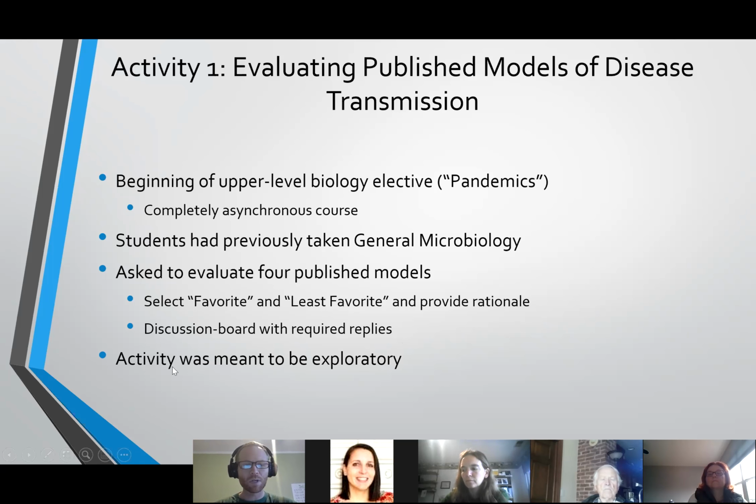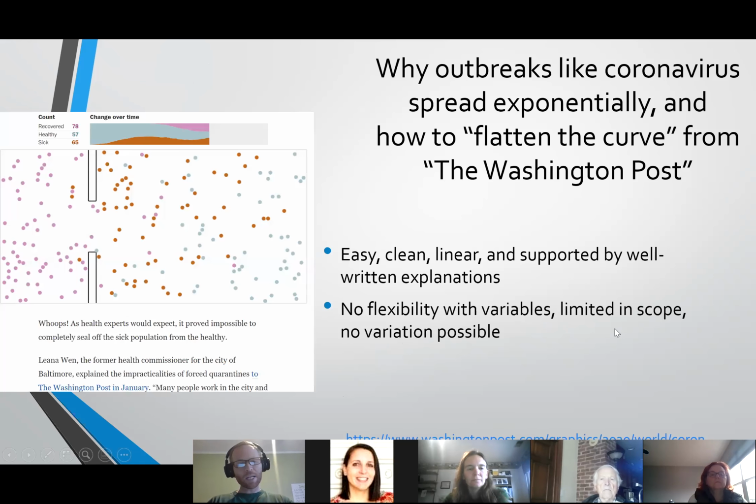And this activity was meant to be truly exploratory, and that's it. The way that I used this was to set it up for the second activity, which I'm going to talk about later. But it was just to see what was out there in terms of modeling. And once again, this was at the very beginning of the semester, so I just wanted to get on the same page. And what I did is I gave them these 4 different models.